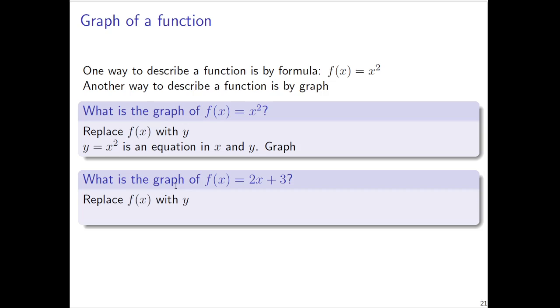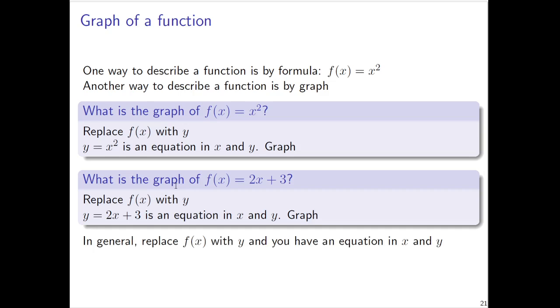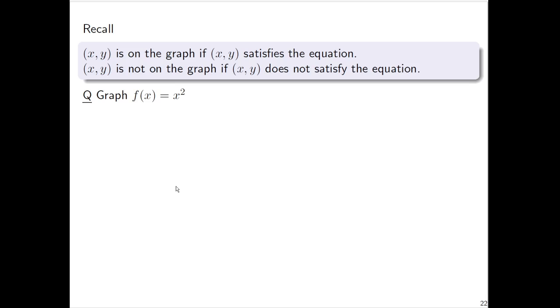So just as another quick example, what is the graph of f of x equals 2x plus 3? Well, replace the f of x with a y, so we're talking about y equals 2x plus 3. So that's an equation in x and y, and you should graph that. We know from its format, y equals mx plus b, that that graph would be a line. In general, what you do is you replace f of x with a y, and then you have an equation in x and y, and then you'd graph that.